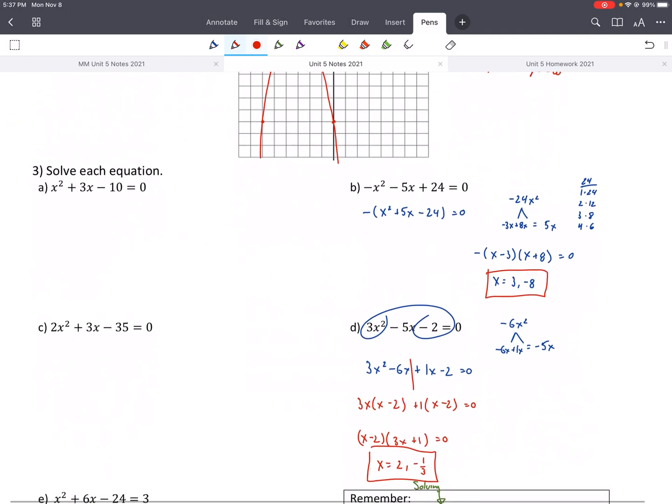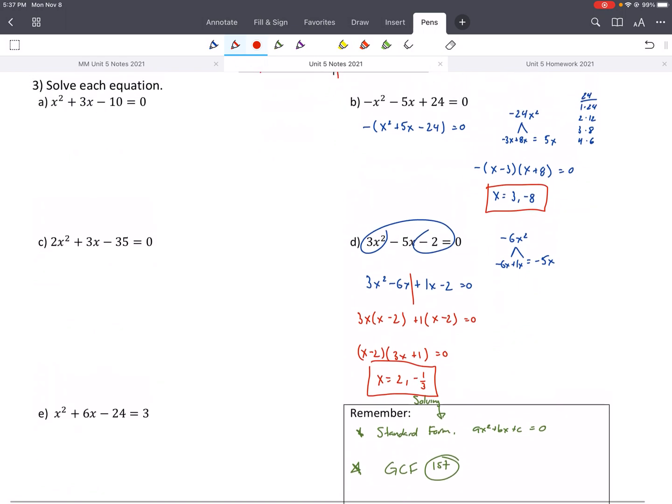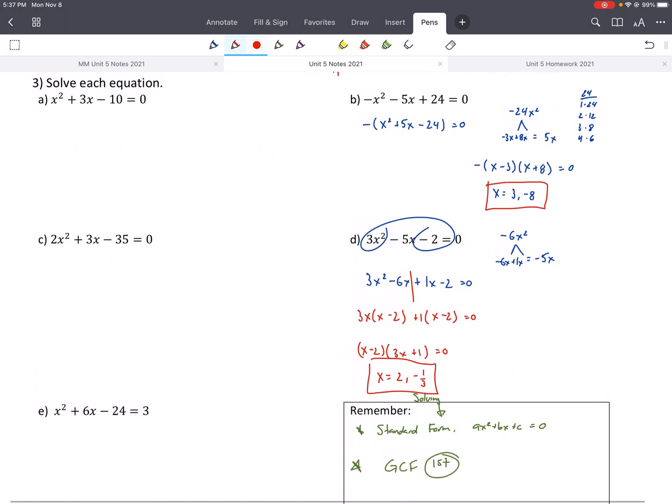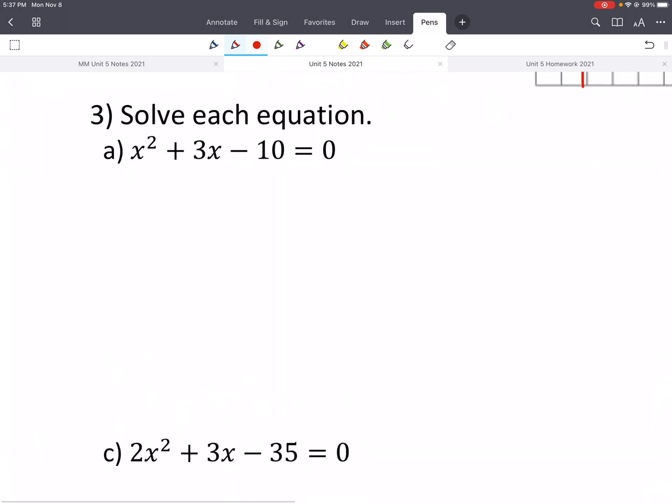Okay. Last thing we need to talk about is solving. So it's basically the same as what we did above. We'll need to put it into intercept form, and then from there we can find our solutions. So I already did B and D. If you want to pause at the end and look at that or try those, okay? But here, there's no greatest common factor. It's in standard form. So, oops, I missed that negative.